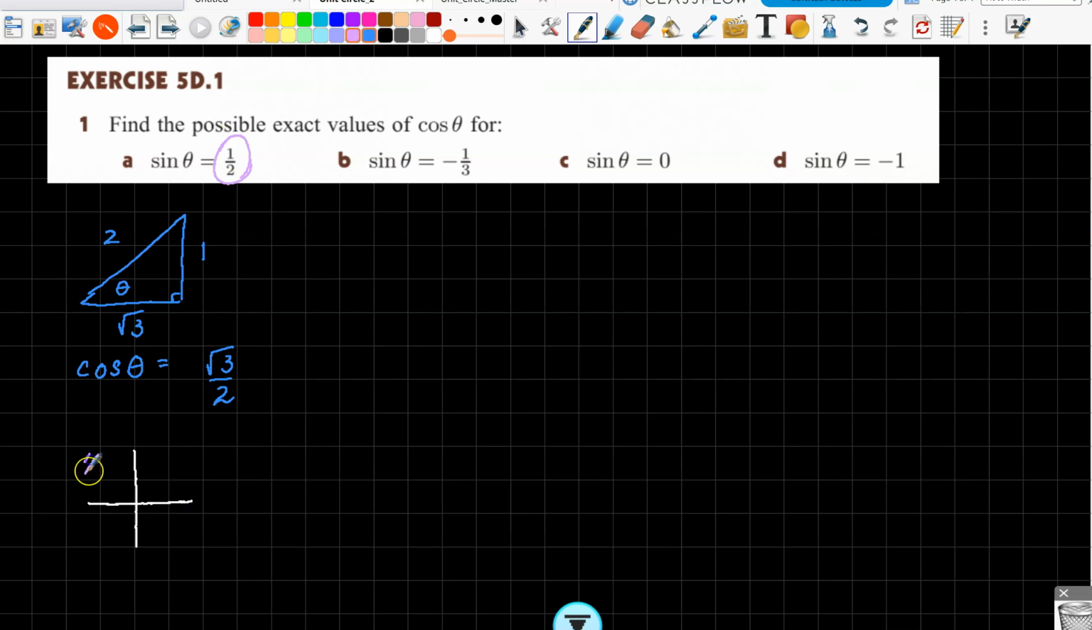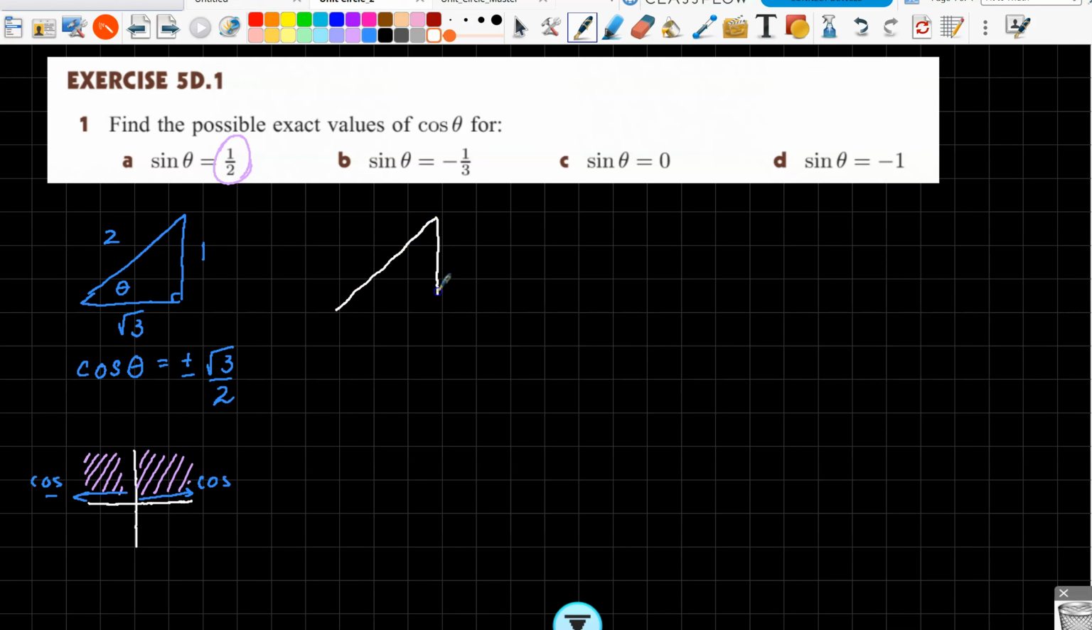Where's it positive? So sine is positive in these quadrants. And cosine is positive here, so cosine positive. And this way, cosine is negative. So therefore, for those shaded regions, quadrant 1 and 2, cosine could be positive or negative. That's it.